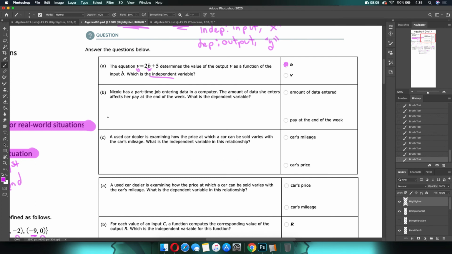Let's see here. Part-time job entering the data, nope, no good. Price and varies, nope. Input, okay, input, so that's my domain. And then output is R, so that's my range. What are domain and range, Mr. Block? That's my independent, and that's my dependent. That's what I get for doing these topics in the same breath.